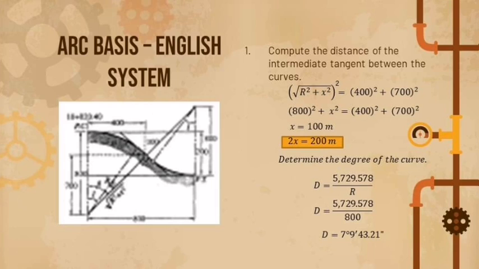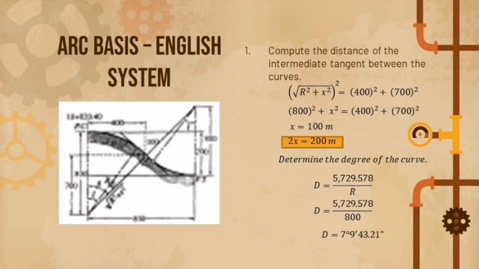So number 1, compute the distance of the intermediate tangent between the curves. This part will not change because there is no degree or radius involved. So what changes here is only the computation involving the degree. So determine the degree of the curve. To get the degree, again, we're using a different formula because we are using a different system, which is the arc basis English system.